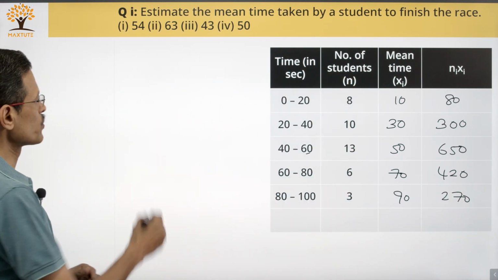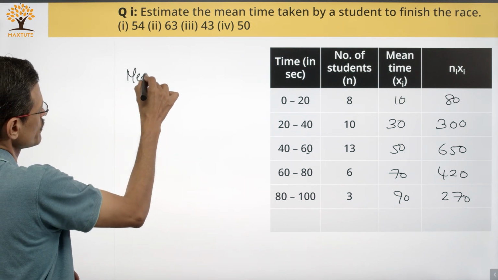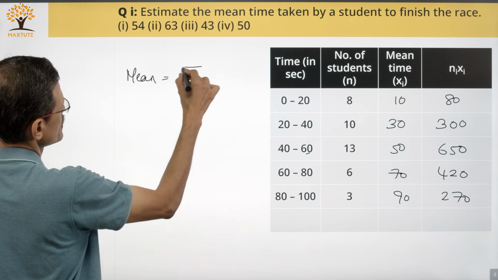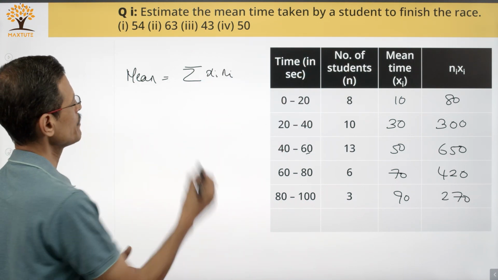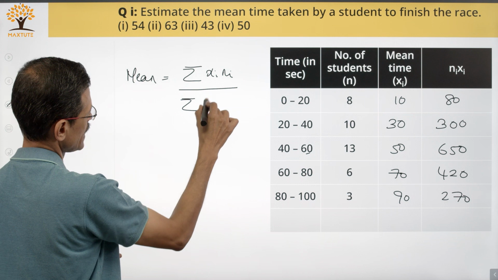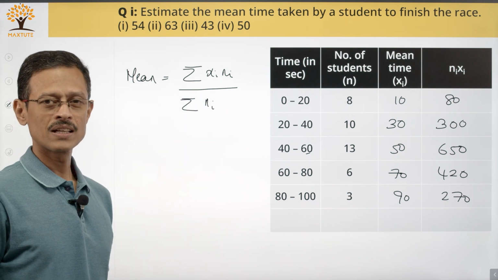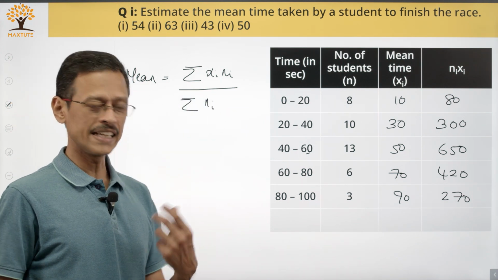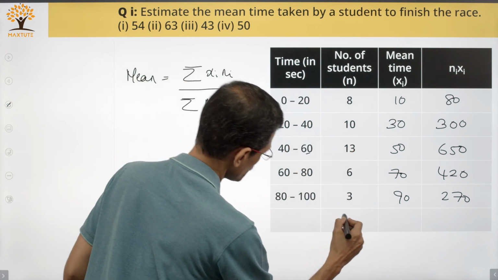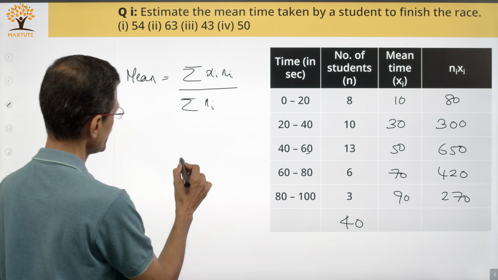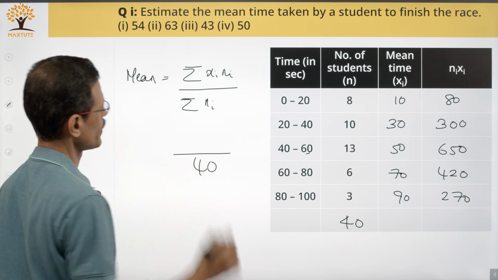We have to compute the mean using this formula. The mean for all of these students is computed as follows: sigma xini, xini or nixi all the same, divided by sigma ni, which gives us the total number of students. Let's start by computing sigma ni, which is very easy to compute. 8 plus 10, 18, plus 13, 31, plus 6, 37, plus 3, 40. So, the total number of students is equal to 40. So, the denominator for our calculation is equal to 40.